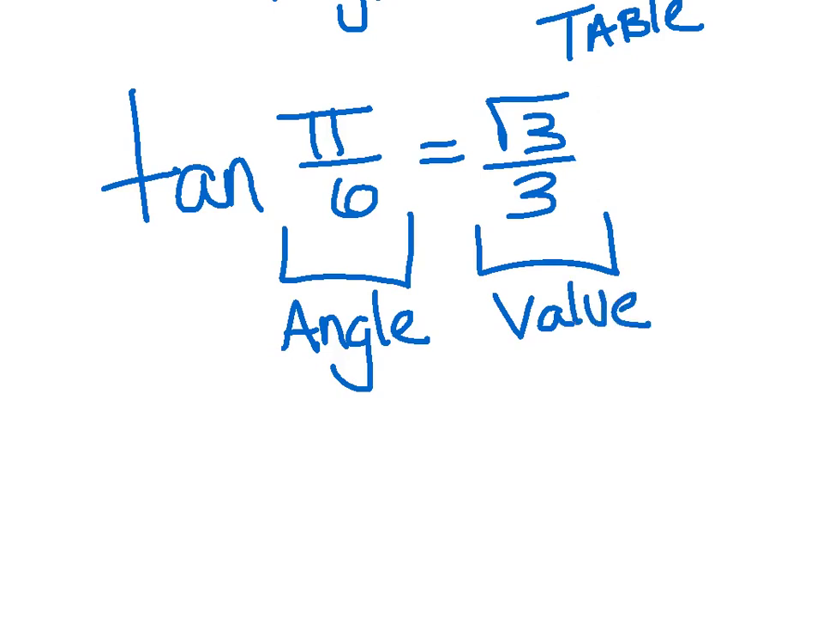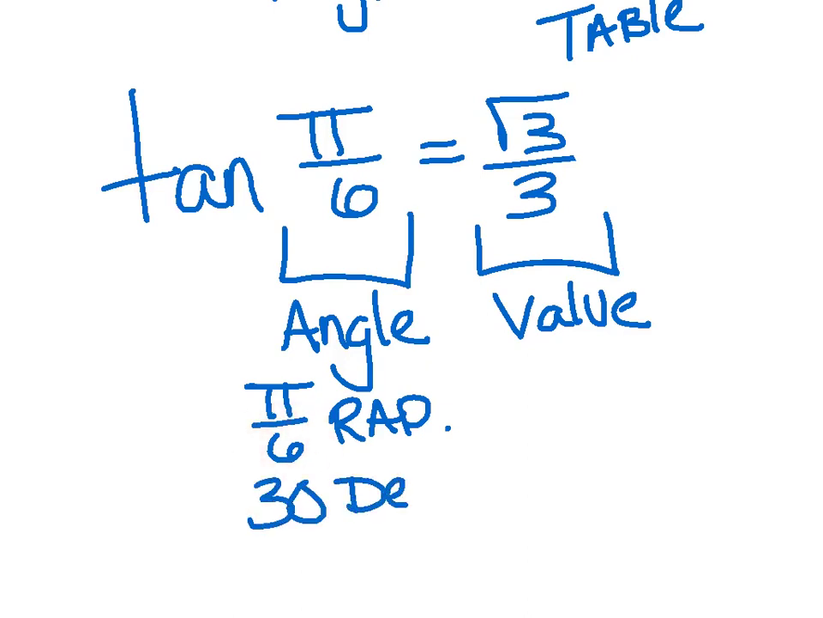Now, can we convert pi/6 to degrees? Sure. Well, pi/6 is the angle in radians. And if you remember, when you see that 6, think how many degrees? That's actually 30 degrees. Okay, but either way, this represents the angle. And the value, either way, is radical 3/3.